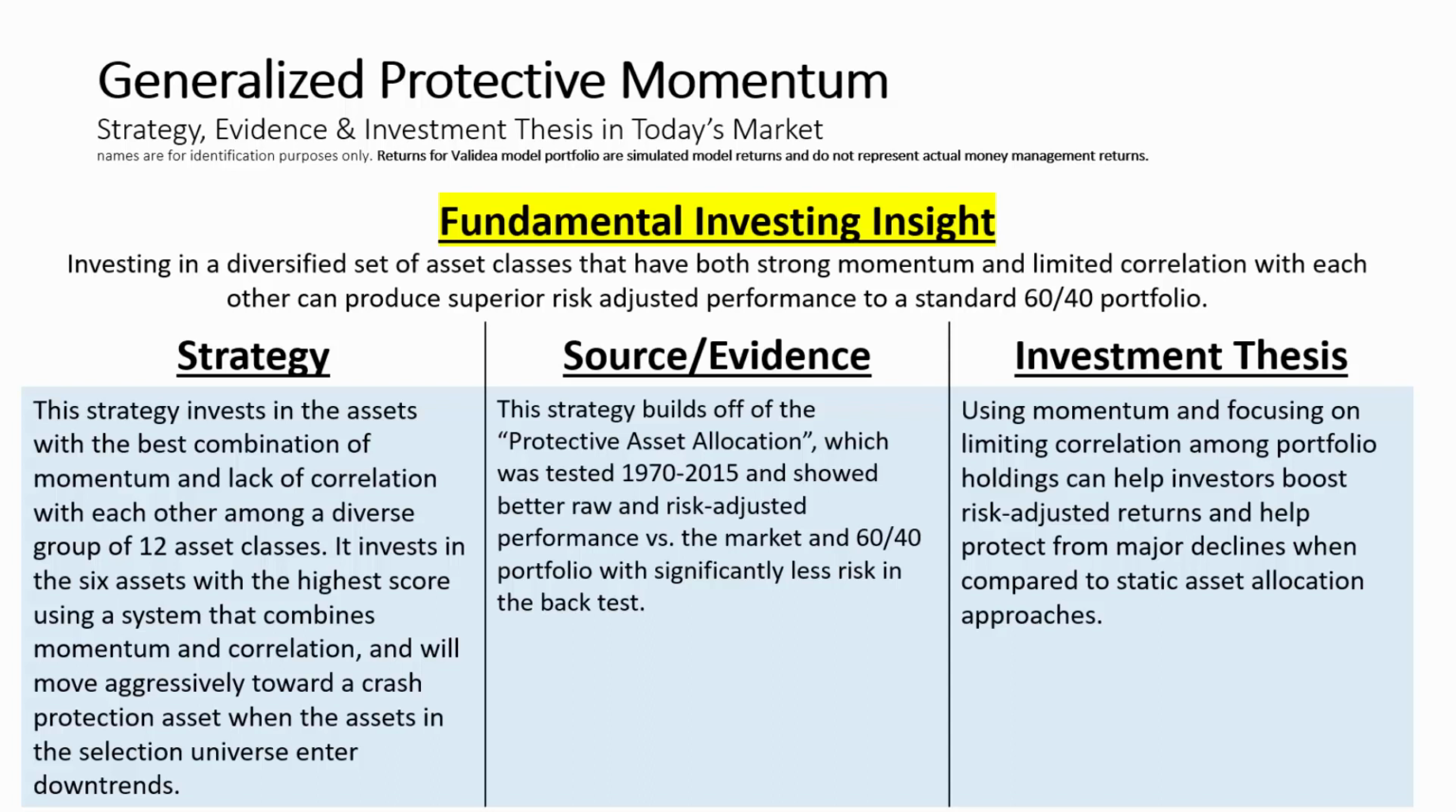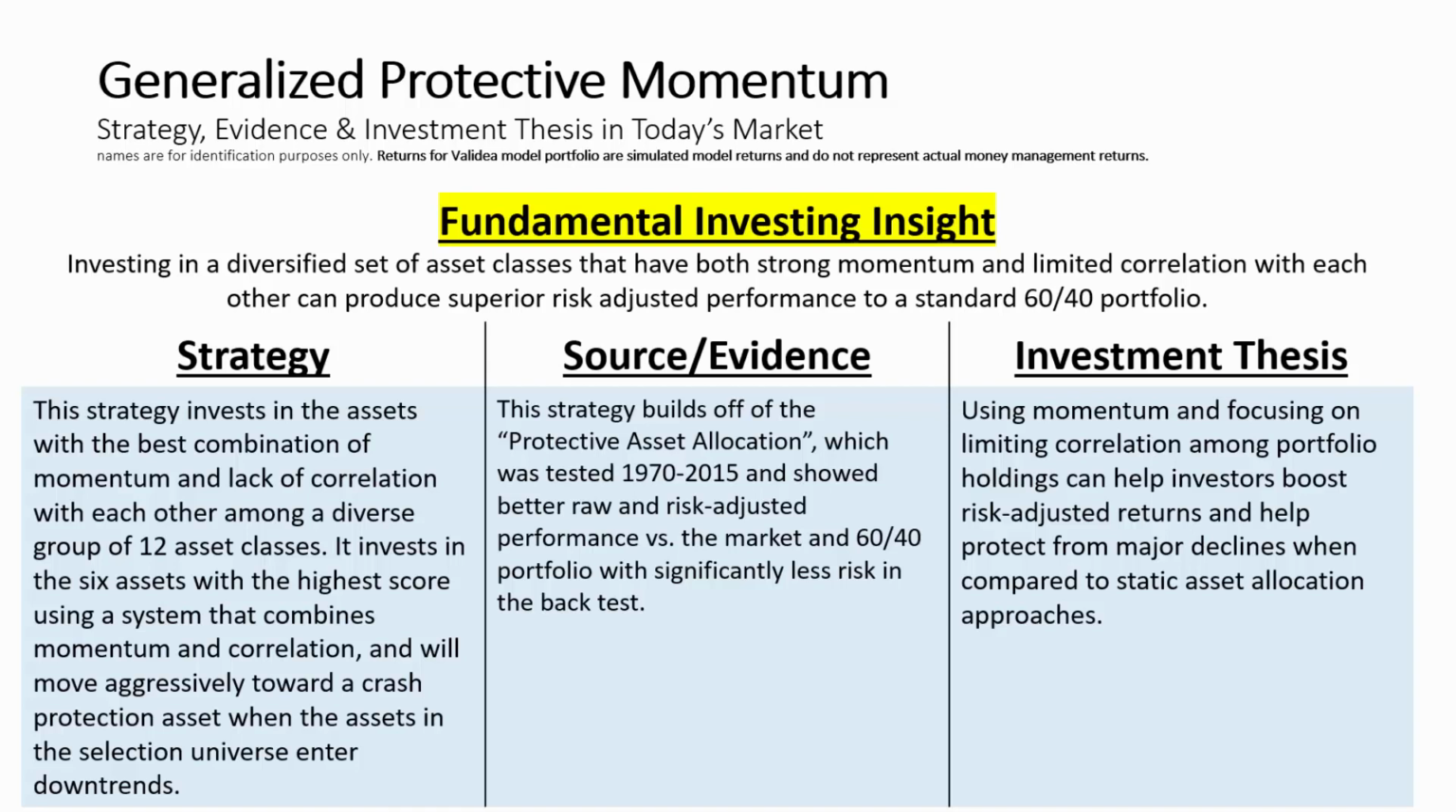The source and the evidence behind the model: this model builds off the protective asset allocation strategy, which was tested in academic research from 1970 to 2015. The protective asset allocation model showed better raw and risk-adjusted performance versus the market and the standard 60-40 portfolio with significantly less risk in the backtest. The investment thesis behind the model is this. Using momentum and focusing on limited correlation among portfolio holdings can help investors boost risk-adjusted returns and help protect from major declines compared to a static asset allocation strategy.